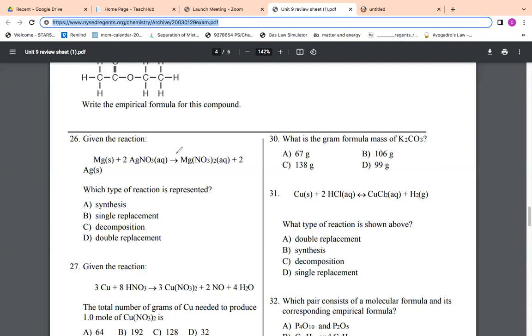But also you can just take a look at what happened. Here you have magnesium by itself, and then on the other side, the magnesium took the place of the silver. The silver got kicked out. So one thing in the compound got replaced. So this is a single replacement reaction.